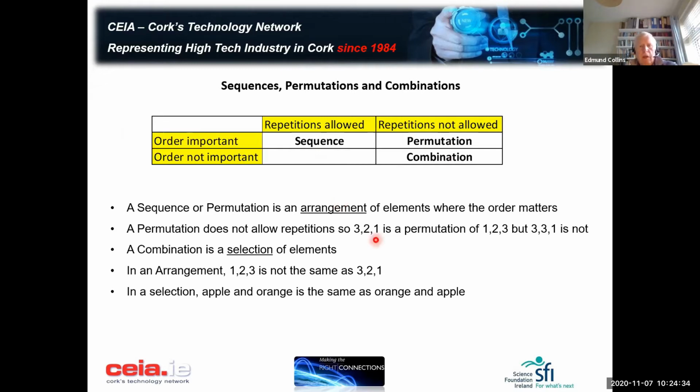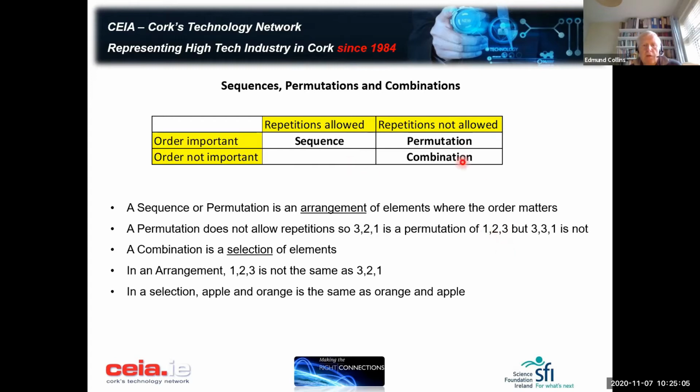You'll see it here, a permutation does not allow repetitions. So 3, 2, 1 is a permutation of 1, 2, 3, but 3, 3, 1 is not. But in the case of 1, 2, 3 is one order, 3, 2, 1 is another order. So that's what we mean by order here, the order in which the digits appear.